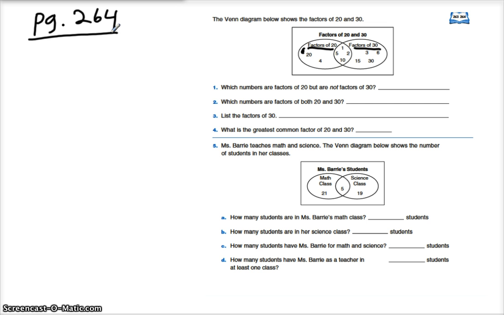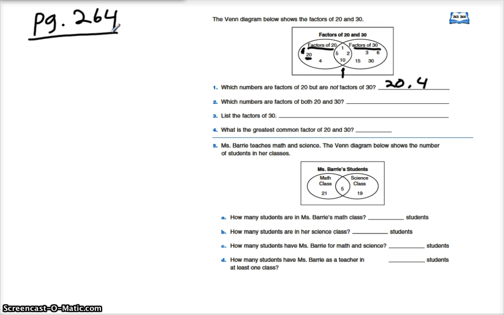So they share some factors. For example, the number 1 is both a factor of 20 and a factor of 30, as well as 2, 5, and 10. That's what they share. But then you see the number 20, well, that's not a factor of 30, so it's only on that side. Looking at number 1, it says which numbers are factors of 20 but are not factors of 30. So I'm looking at the numbers that are just factors of 20, and that would be 20 and 4.